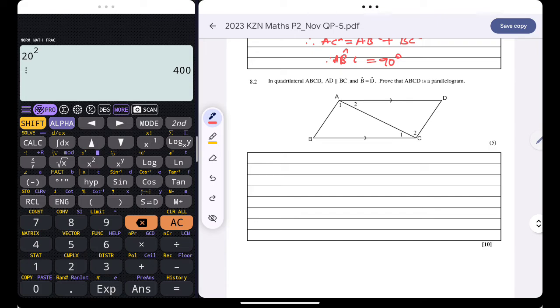And then 8.2, we are told that in quadrilateral ABCD, AD is parallel to BC, and then we are told that these two angles are equal. We're supposed to prove that this shape is a parallelogram. The shape will be a parallelogram if and only if the opposite sides are equal and parallel. Are you together? So if I can show that these two triangles are congruent, I can therefore conclude that I have a parallelogram, right?